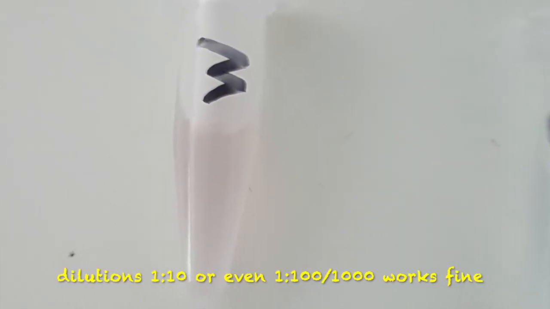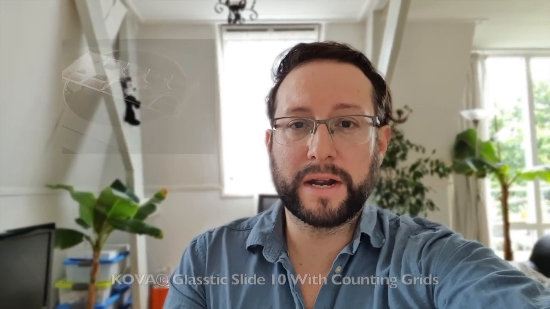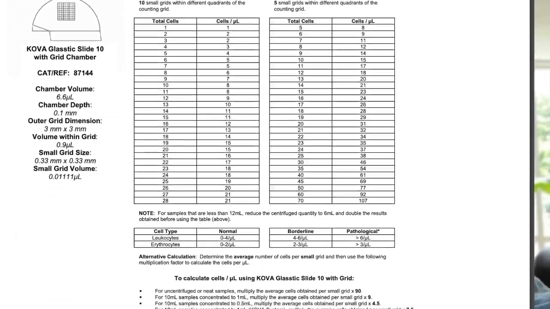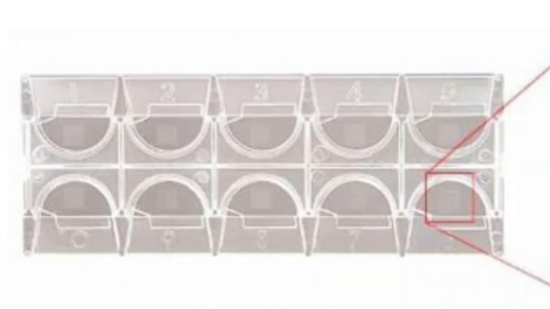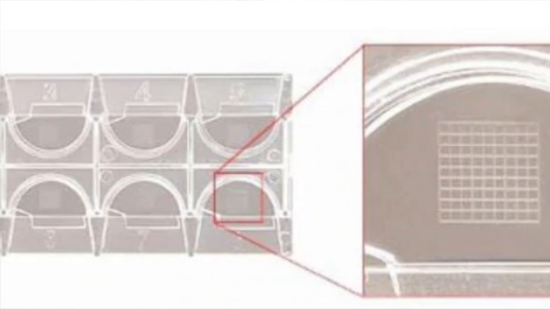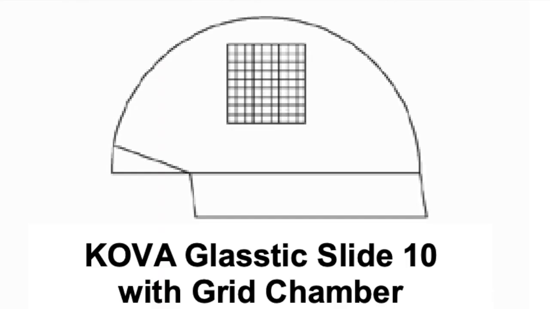So again, we are going to use these slides from the KOVA brand. I have tried many and this is the simplest way to do it. So I really recommend it. I will put all the information of the slides in the information box so you can check the PDF. The slides are disposable, and you can use them 10 times essentially, because you cannot reuse it, but you can use all these grids to count.